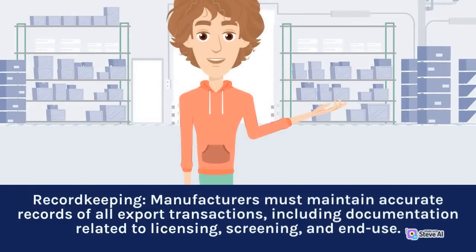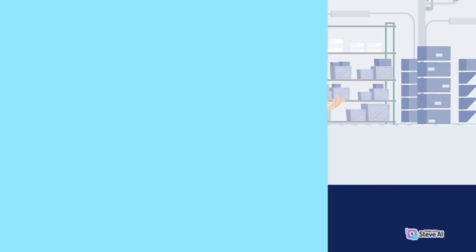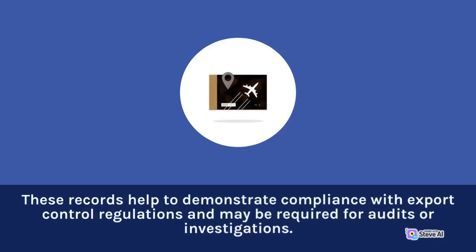Record keeping. Manufacturers must maintain accurate records of all export transactions, including documentation related to licensing, screening, and end use. These records help to demonstrate compliance with export control regulations and may be required for audits or investigations.